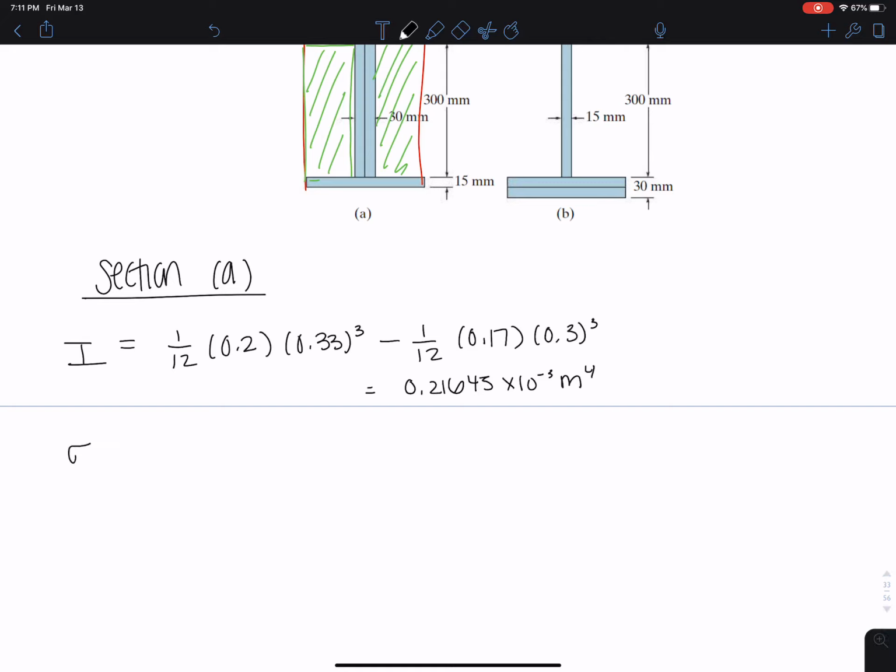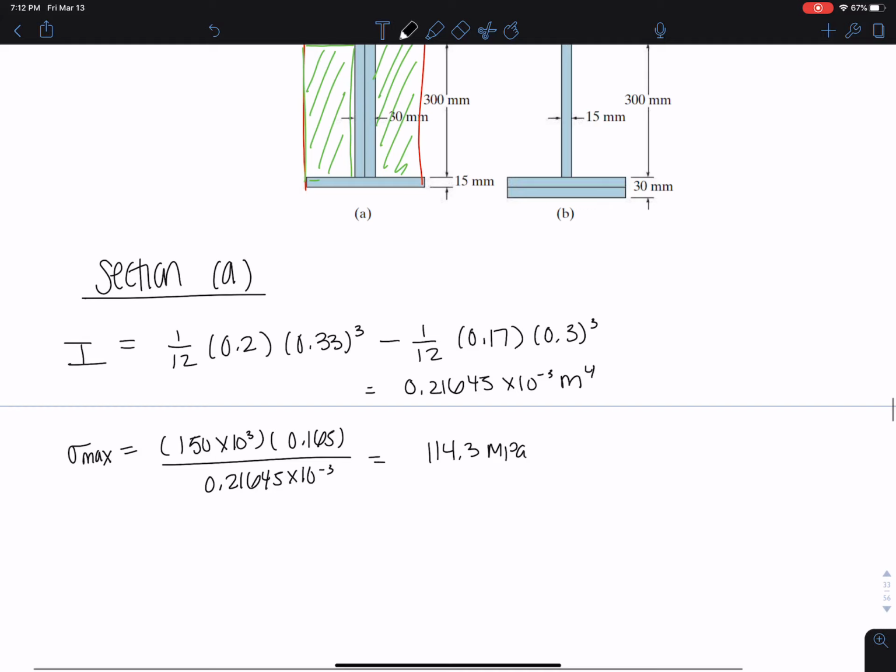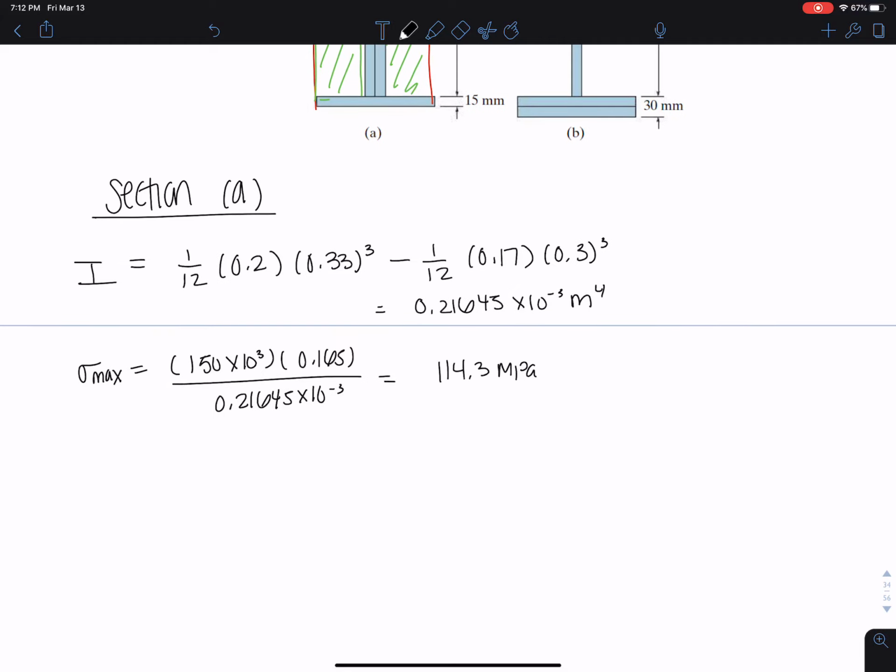And then we can say sigma max is, we have the moment of 150. And I'm plugging in the moment of inertia. And I get 114.3 megapascals. And that's sigma max for section A.